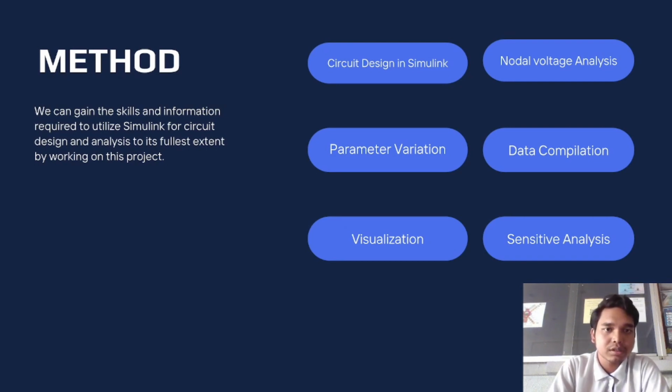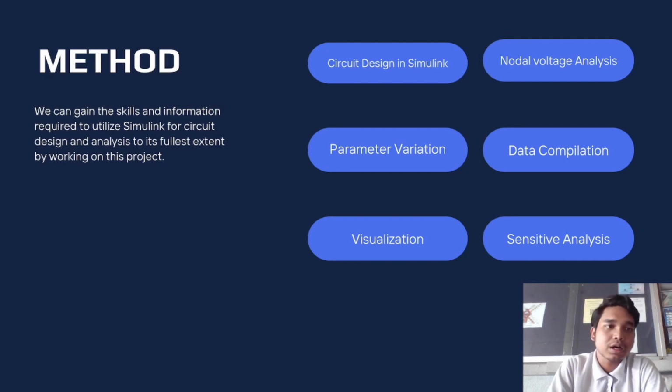The third one, parameter variation. The parameter variation defines parameters, which are R, V, and A, as variables in the Simulink model. Utilize MATLAB scripting or Simulink parameter variation tools to systematically vary these parameters. Conduct simulation for different parameter sets, ensuring a comprehensive exploration of the parameter space.